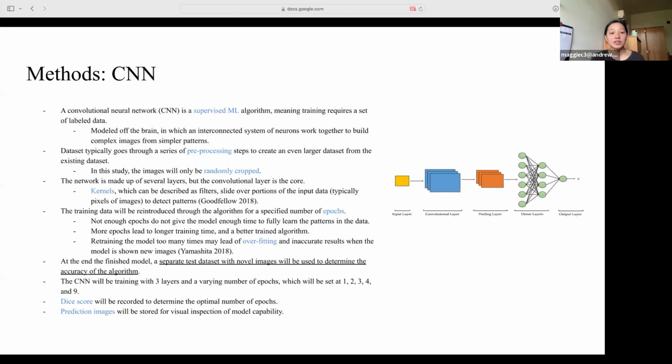In our study, the CNN will be trained with 3 layers and a varying number of epochs, which will be set at 1, 2, 3, 4, and 9. The dice score will be stored, and the prediction images will also be stored for visual inspection. You can refer to the model on the right to see a visual representation of a CNN.